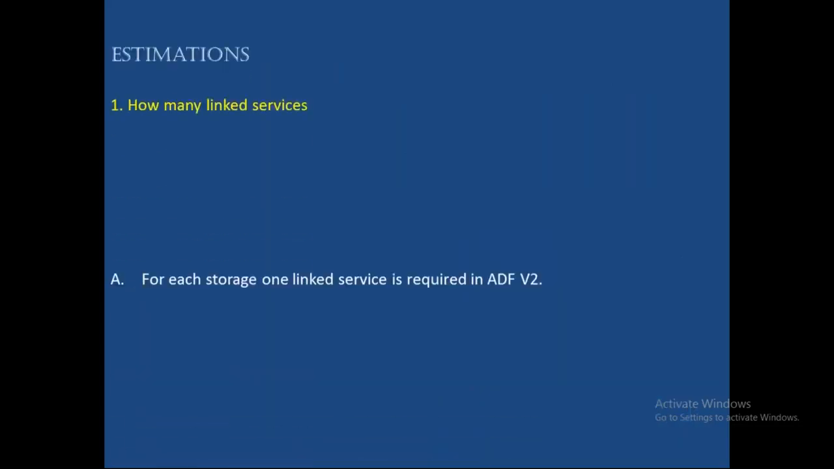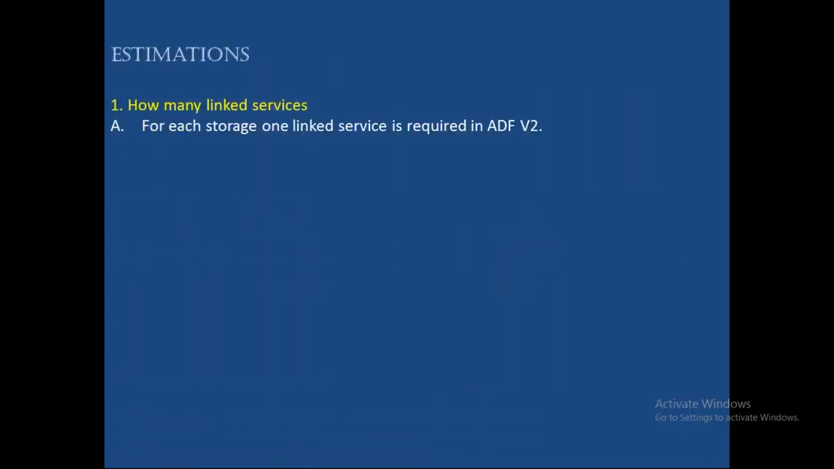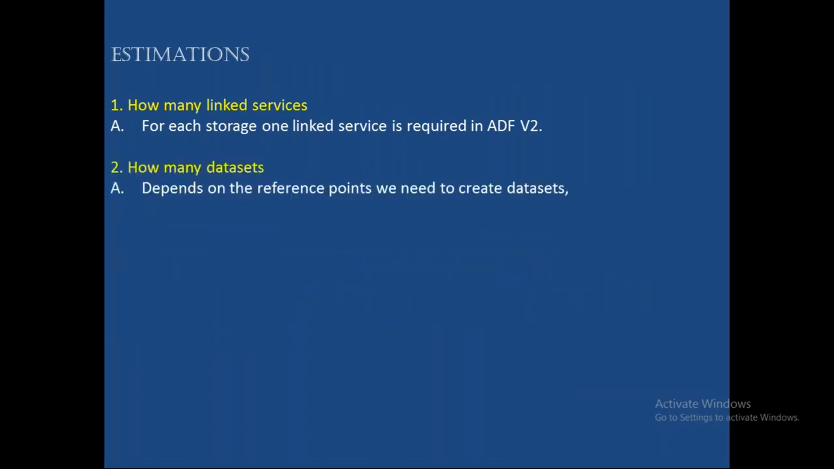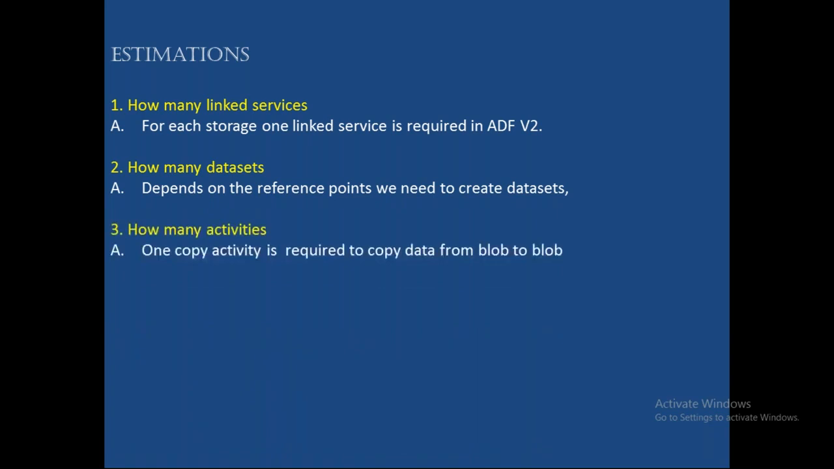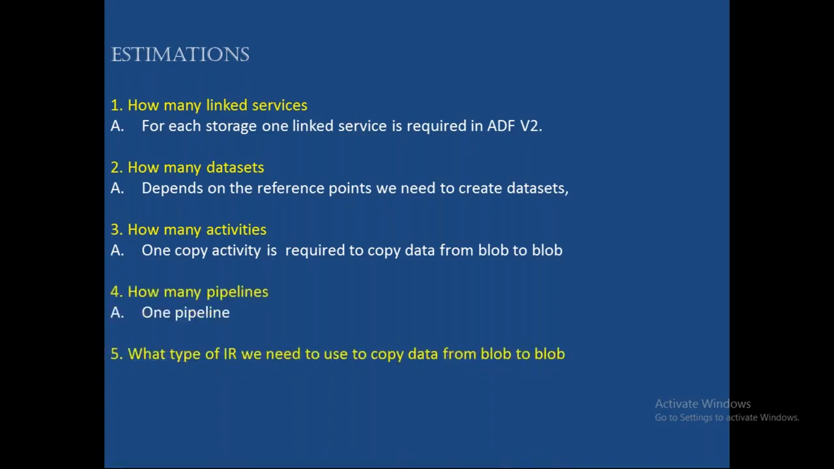Okay, fine. So for estimations, we know we need one linked service because we are going to use one storage, and we need multiple datasets as per the reference. Activities, I'm going to use multiple activities: if you want a copy activity, a filter activity, or to iterate through multiple values and pass one by one, a for each activity. How many pipelines? I may use only one pipeline.